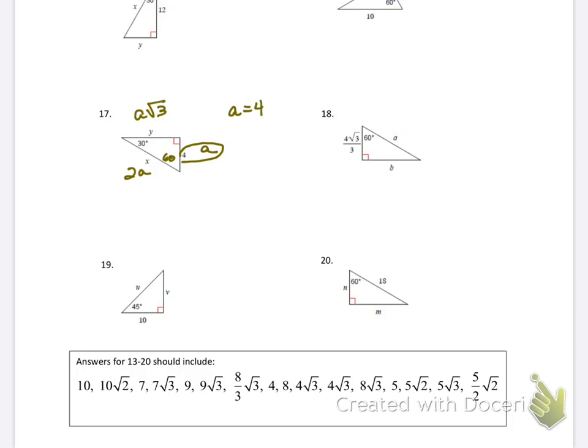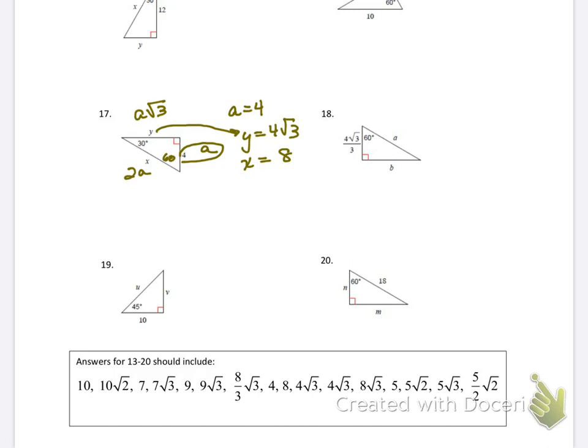Okay, done. Their Y has to equal my A, which was 4, times root 3, and that's done. Okay, their X has to equal 2 times my A, and my A was 4, so their X is therefore 8. All right, done. Moving on to 18.